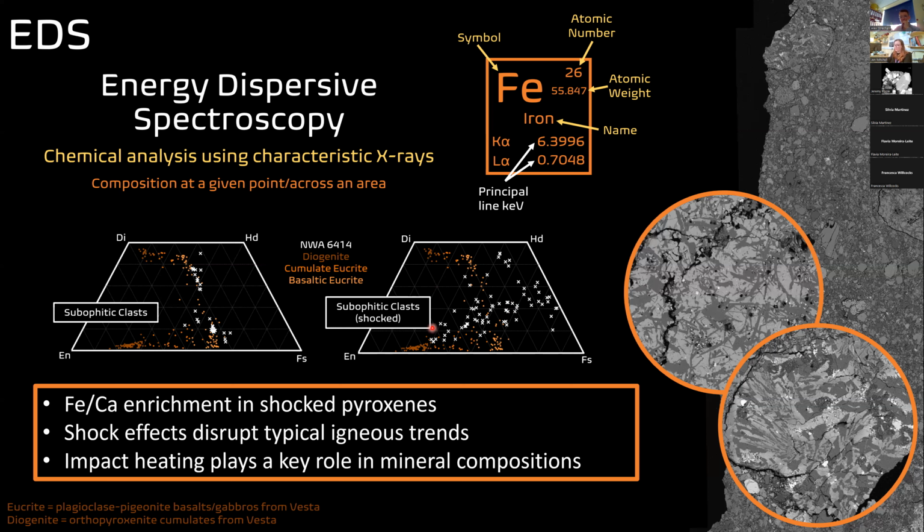Shock metamorphism can really disrupt the igneous trends. And if you're looking at a meteorite you've never seen before, and you've got this wide range of compositions, understanding how shock comes into that and what those compositions should have been previously is really, really key.